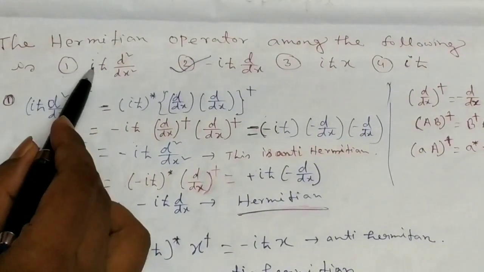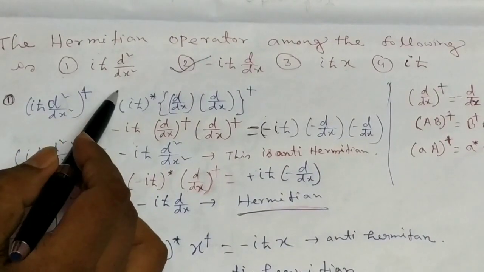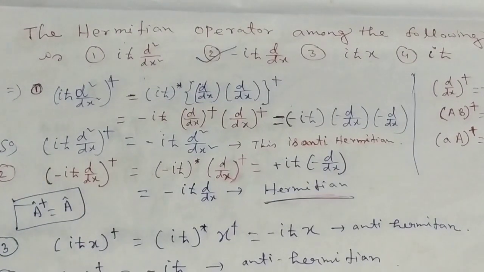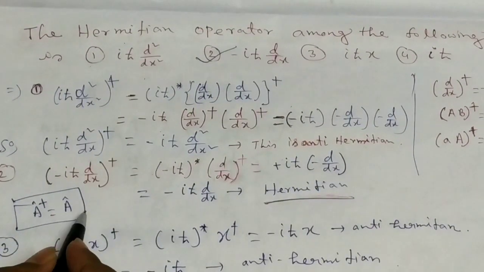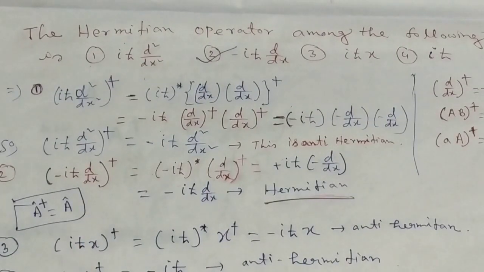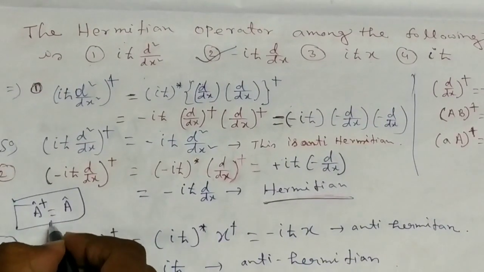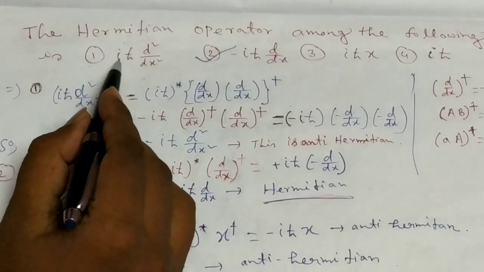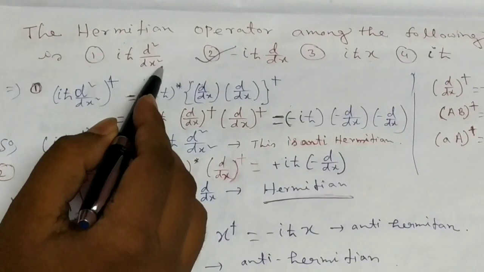So the first one is iℏ d²/dx². If an operator is Hermitian, we know A† = A. If an operator is anti-Hermitian, then we know A† = −A. Now the first one is iℏ d²/dx².